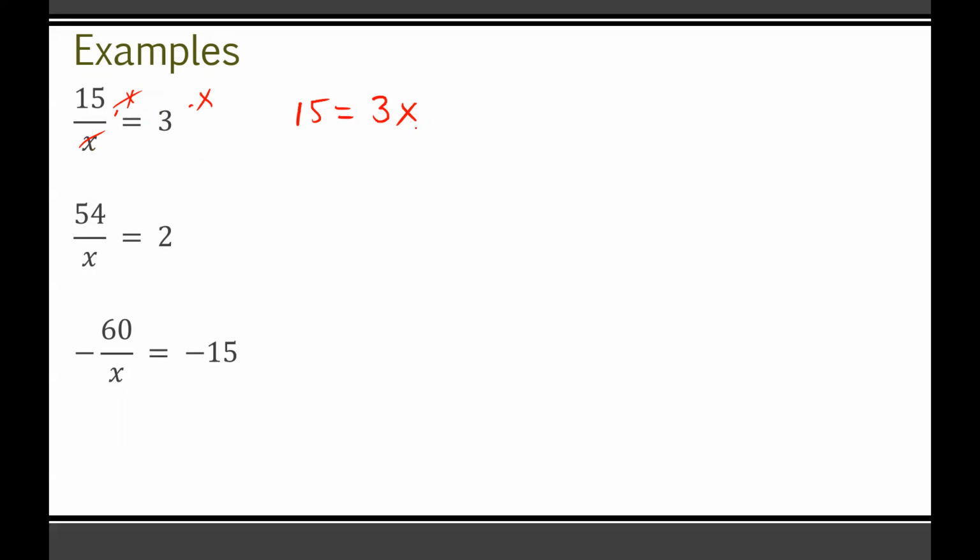So we can just say, all right, we've got to get rid of whatever's happening to x now. We should divide by 3 on both sides. And that's going to give us x equals 5, because 15 divided by 3 is 5, and 3x divided by 3 is just x. And again, just out of habit, I always write the x on the left-hand side.